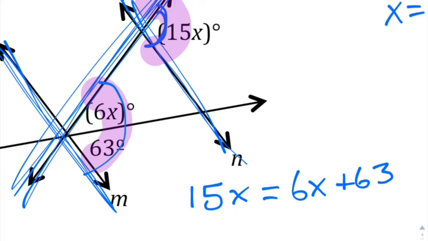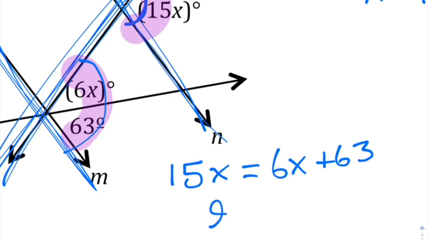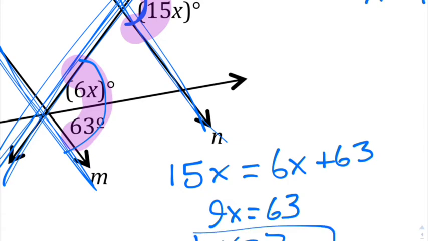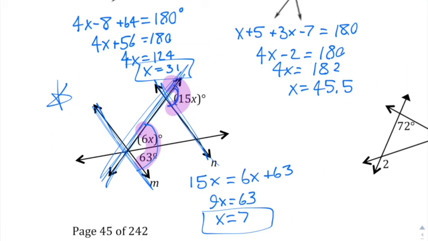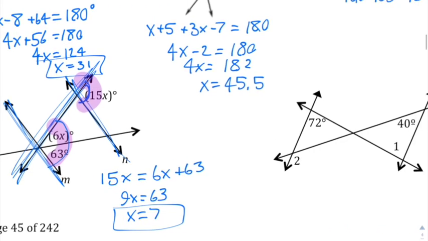Then you're going to subtract 6x from both sides. You're going to get 9x equals 63. So then x equals 7 once you're all done. So that one's kind of a weird setup, so you've got to be a little bit careful on that.